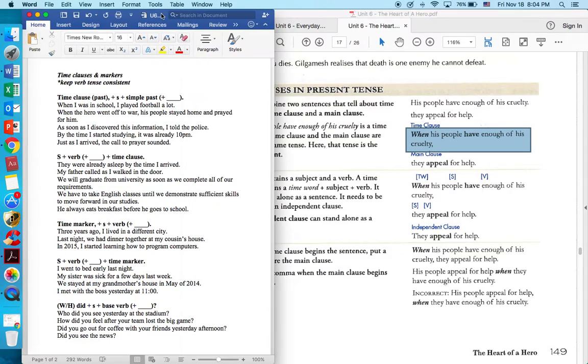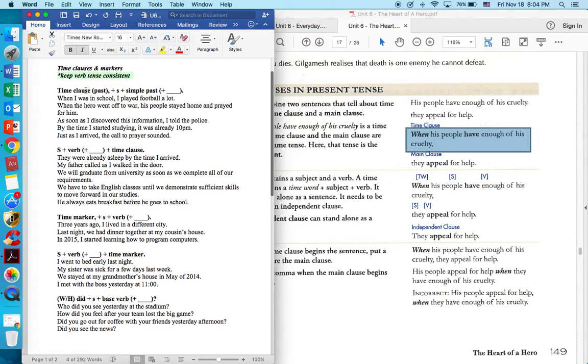So let's take a look at some structures here. Remember, with time clauses and markers, we're going to keep our verb tenses consistent. In this first example, I have time clauses using the past tense, and so I'm going to use the simple past in the independent clause, or the main clause. And so first I start out by having the time clause at the beginning of the sentence, which means that I need a comma separating the two clauses. Again, if the time clause comes at the end of a sentence, like this second example, then I don't need a comma to separate the two clauses.